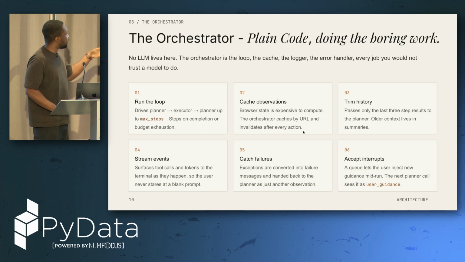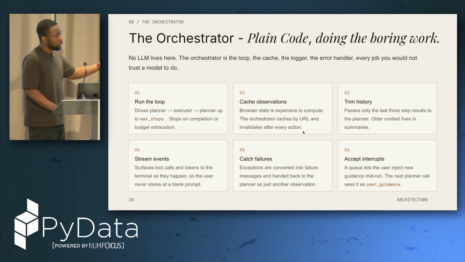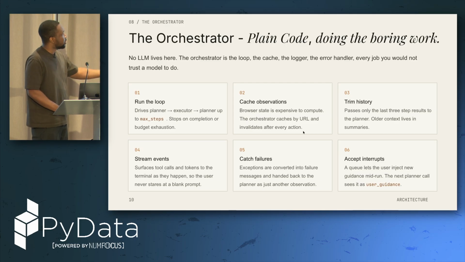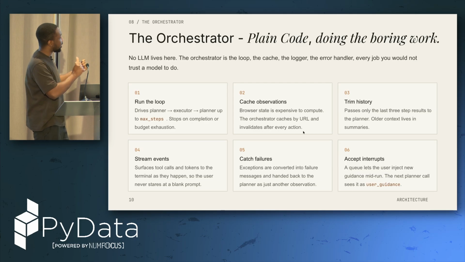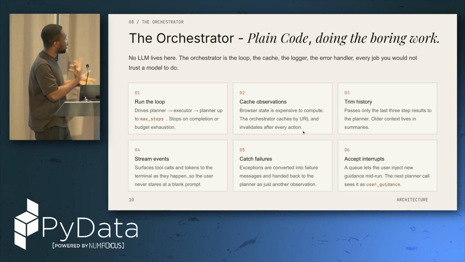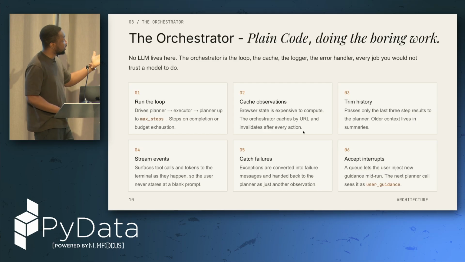It helps us to stream events, in the sense that, as a user using your agent, you want to know what your agent is doing, what stage it's on. So the orchestrator is that part of the agent that helps us to do all of those things. It also catches failures. The exceptions are converted into strings that can then be passed back to the planner to refresh the process or correct that step. And it accepts interrupts as well. So if your agent is running too long, you could interrupt that, and that is all facilitated by the orchestrator.